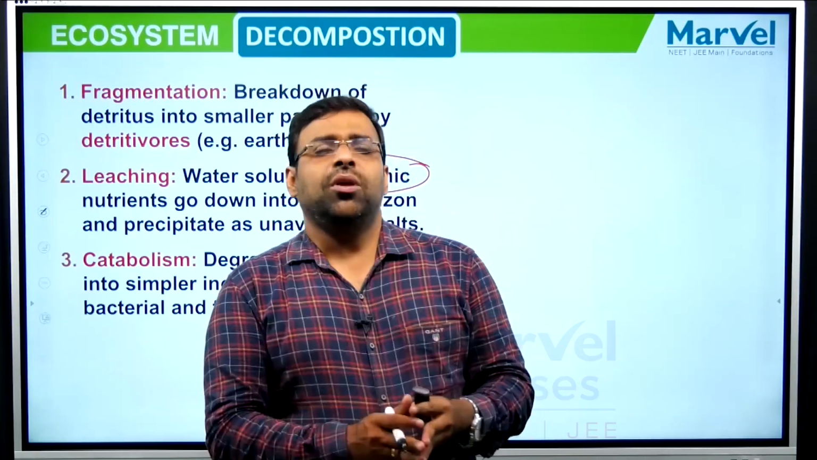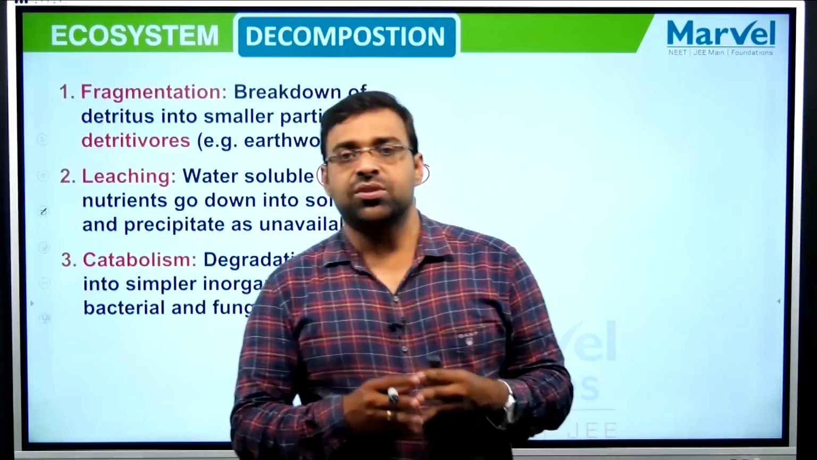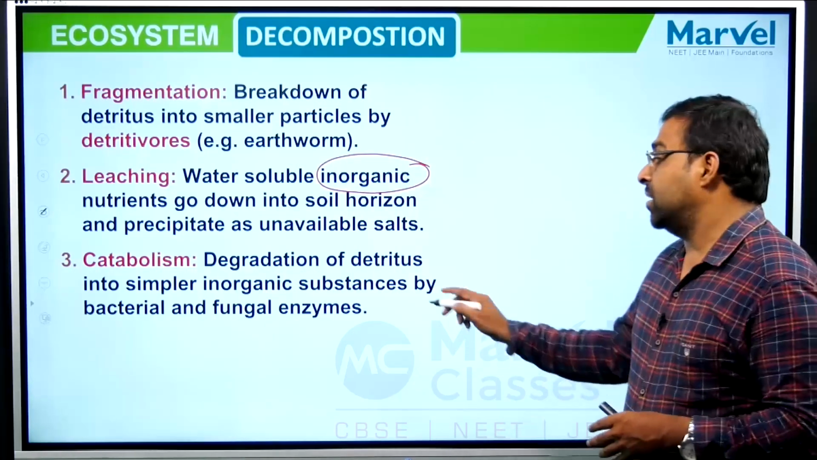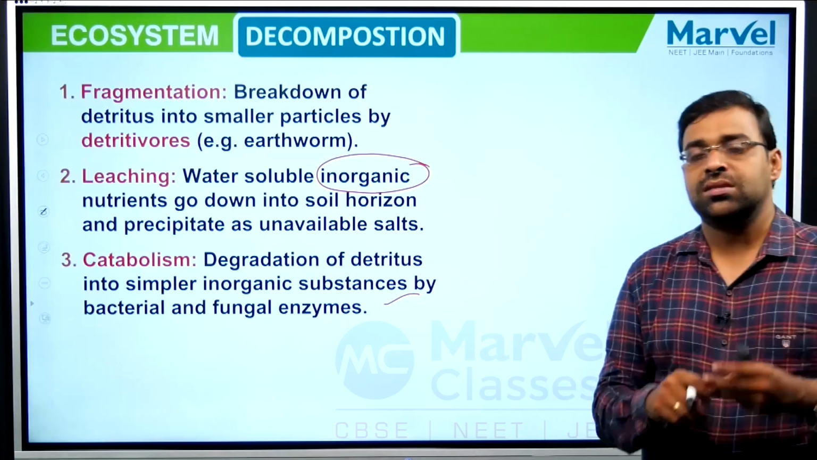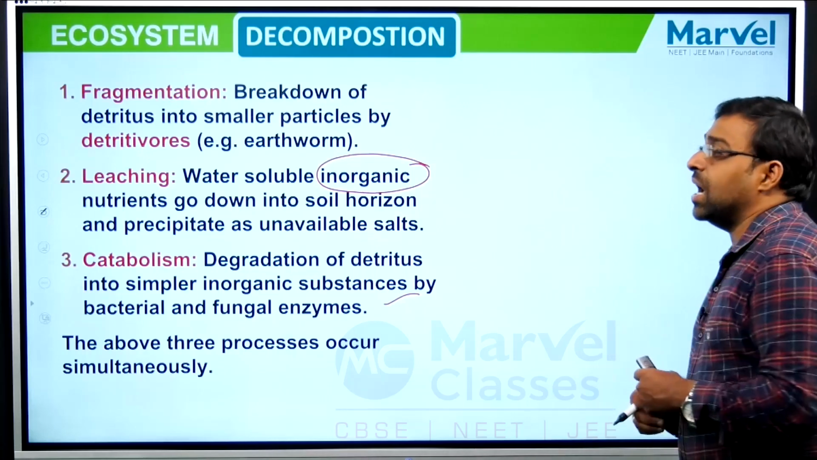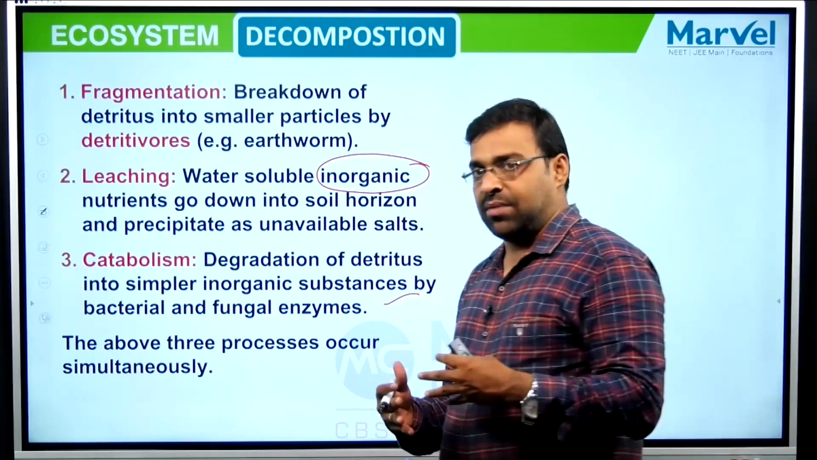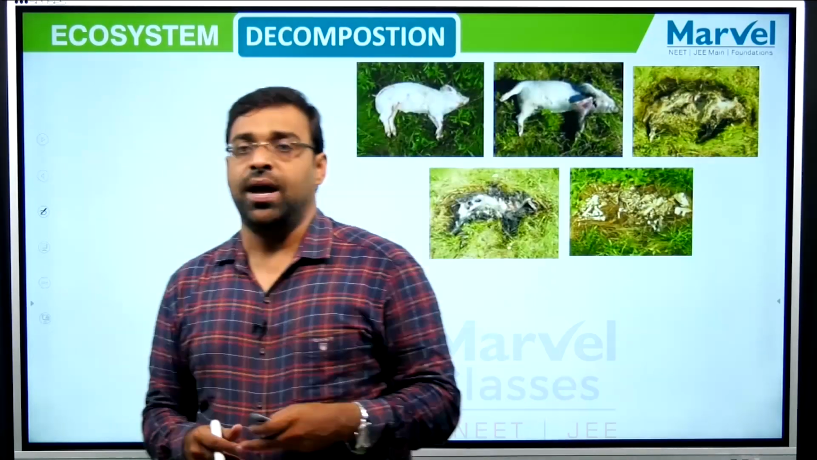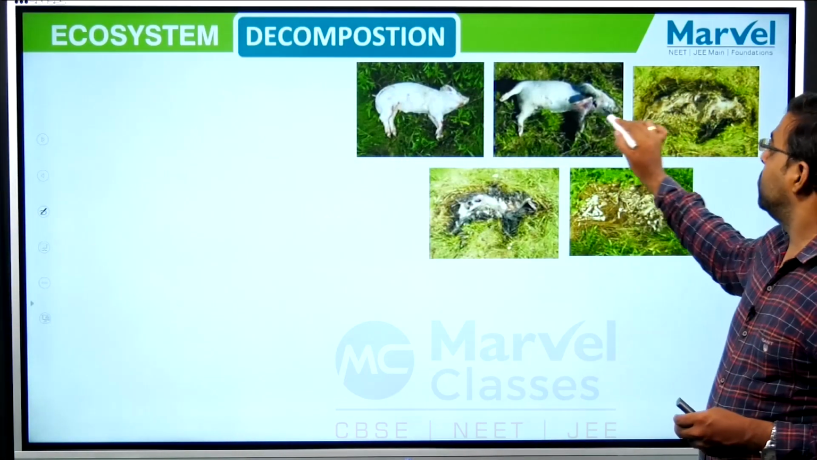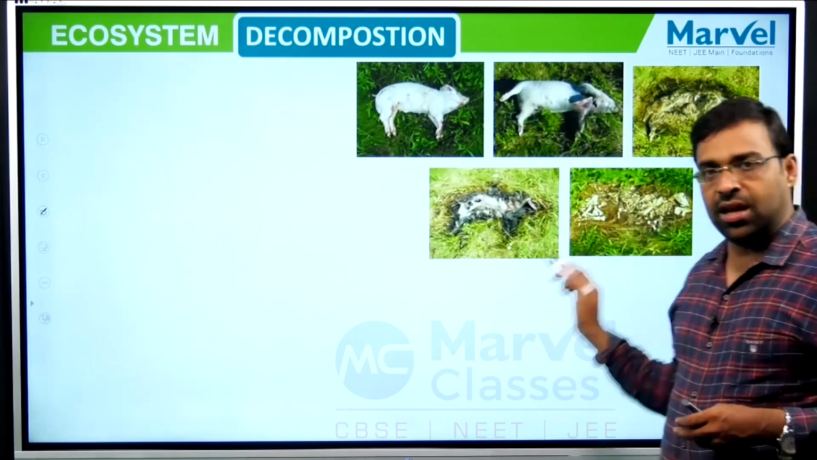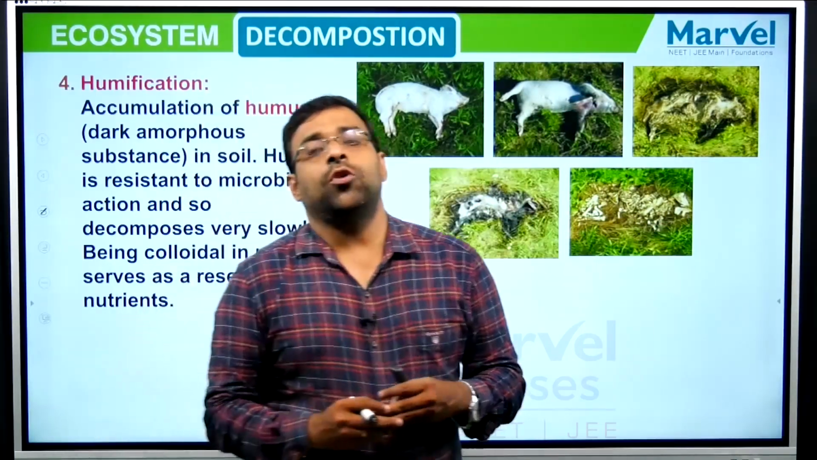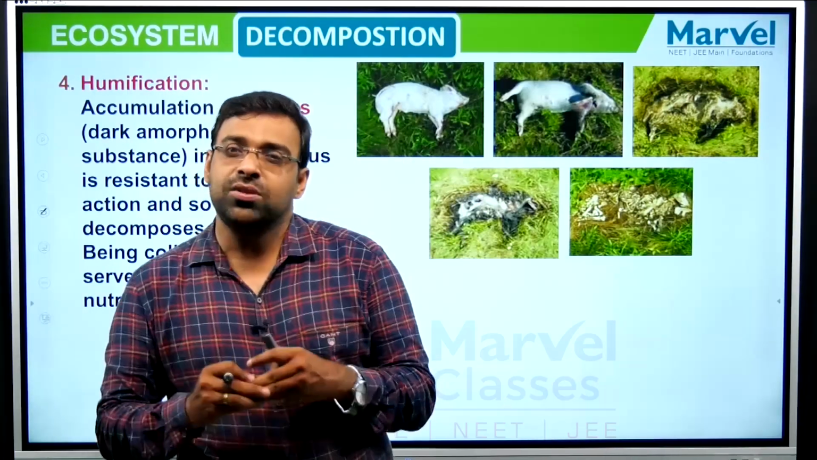Catabolism is the degradation of detritus into simple inorganic substances by bacterial and fungal enzymes, and that is called catabolism. These above three processes occur simultaneously. As I told you, an animal would have died. As fragments, it would have got destroyed, and this is something you would have observed in your everyday life actually. This is followed by humification, that is the accumulation of humus.